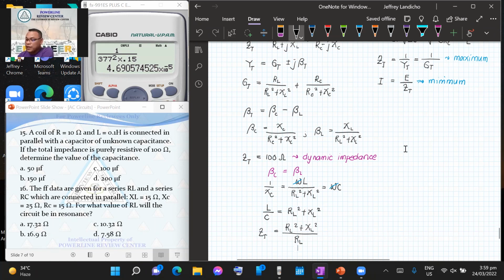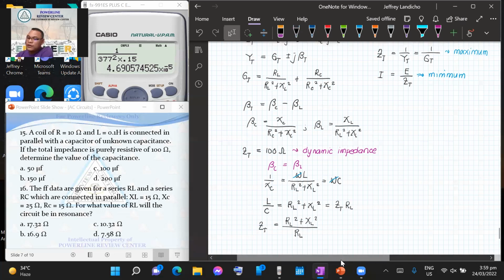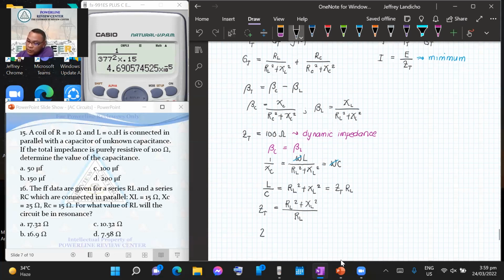So, therefore, pag kinross multiply natin, kita natin, impedance times the RL, that is equal to this value. Kaya si RL squared plus X sub L squared, that is the dynamic impedance multiplied kanino. Kaya nga, kung naalala mo, dynamic impedance for parallel resonance, it is just simply L over R times C. So, yan lang yung formula for problem number 15. Kung dinaretso natin, ayan lang yung solution niya.